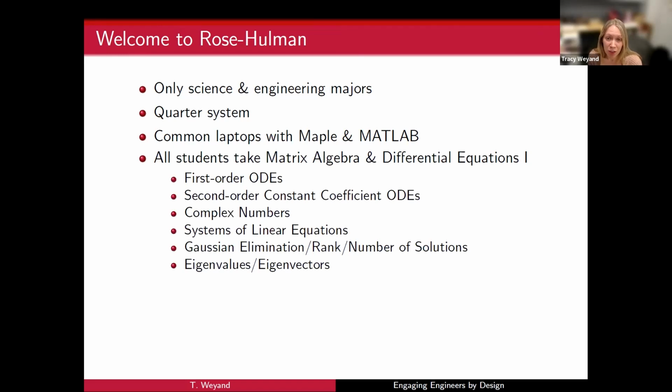Every single one of our students to graduate must take matrix algebra and differential equations 1. In that class, we cover first order differential equations, second order assuming constant coefficient, homogeneous and non-homogeneous. Related to that, looking at the characteristic equations, we get into complex numbers, particularly Euler's form, and finding complex roots to polynomials. Then we move on to the matrix algebra component, looking at systems of linear equations, then solving systems of linear equations, Gauss elimination, rank, number of solutions, all of that fun stuff. And the class ends with an introduction to eigenvalues and eigenvectors.